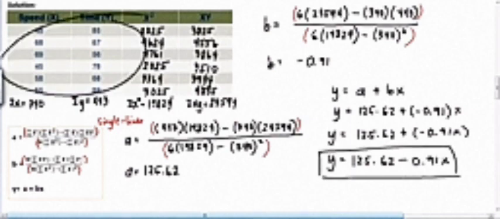Siyempre guys, positive multiplied by negative is negative. So, ang magiging final equation natin is 125.62 minus 0.91x. Okay? So, ito yung equation natin para sa example nito. Ibig sabihin, ito yung regression niya dito sa example na to. Now, to answer the question, ang question natin kanina, wait lang, ito.